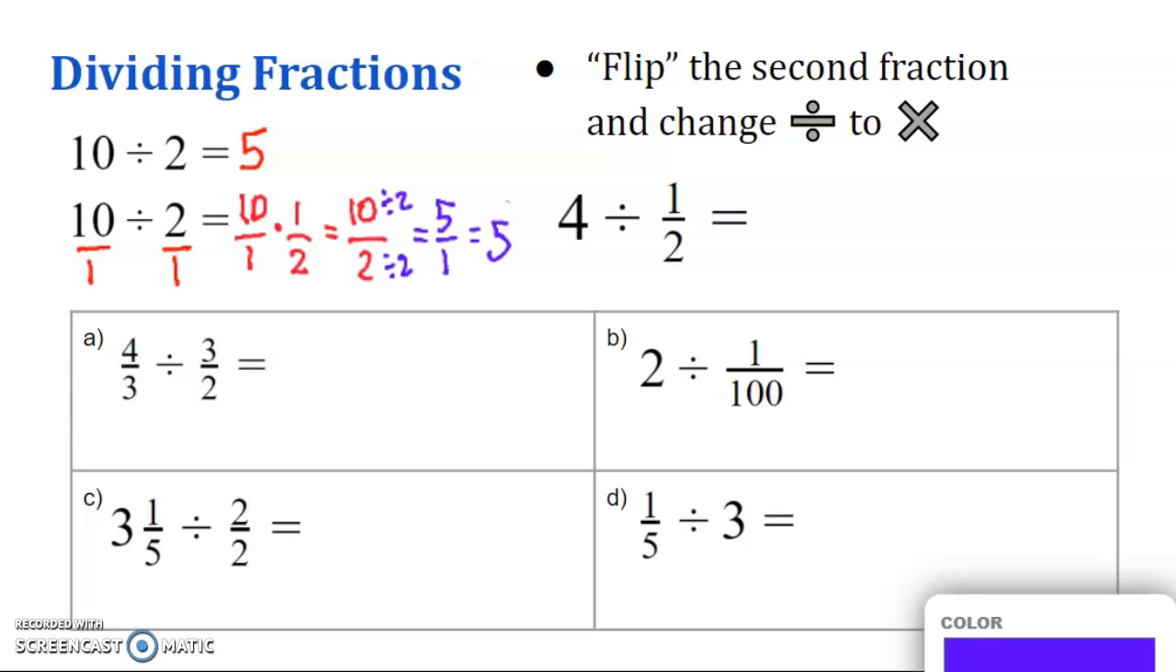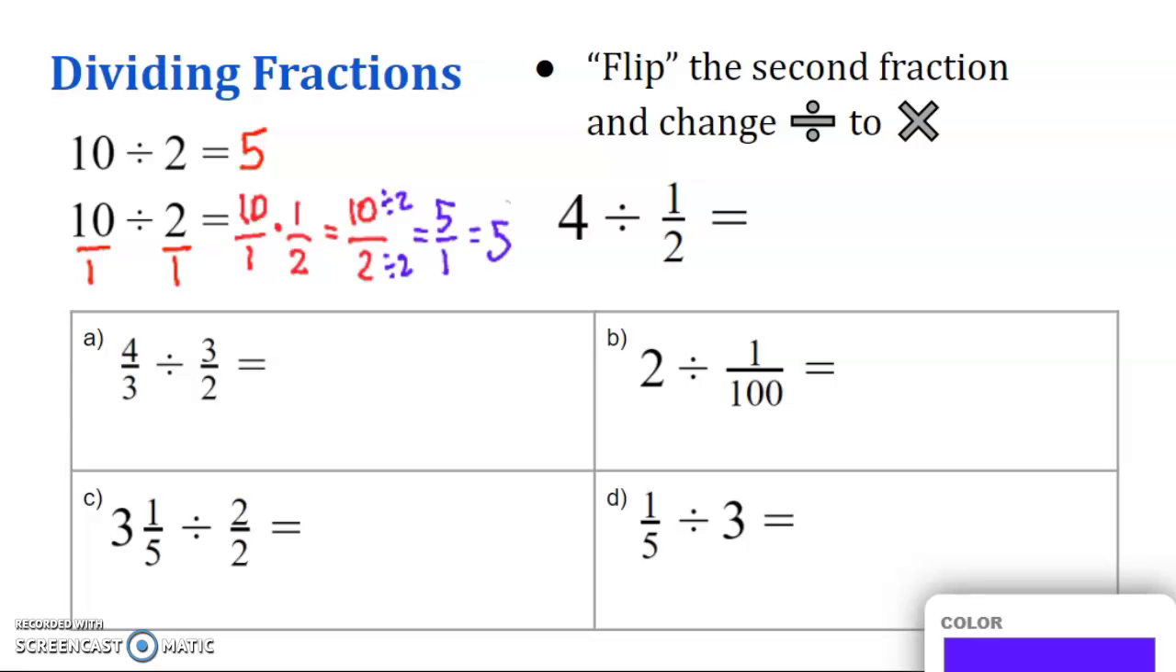While 10 divided by 2 is asking you how many, if you are trying to divide 10 into groups of 2, how many groups would you have? So we're trying to divide 4 into groups of half. How many groups would you have? Well, because it's less intuitive, let's see if we can use our method here.